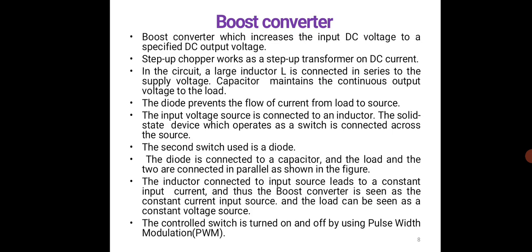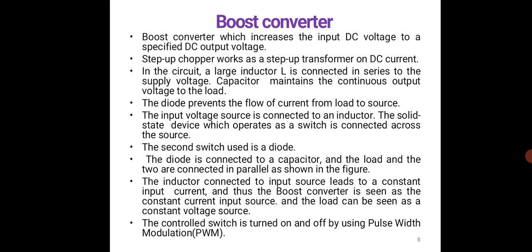The input voltage source is connected to an inductor. The solid state device which operates as a switch is connected across the source. The second switch used is a diode. The diode is connected to a capacitor and the load, and the two are connected in parallel as shown in the figure in the next slide. The inductor connected to the input source leads to a constant input current, and thus the boost converter is seen as a constant current input source, and the load can be seen as a constant voltage source.